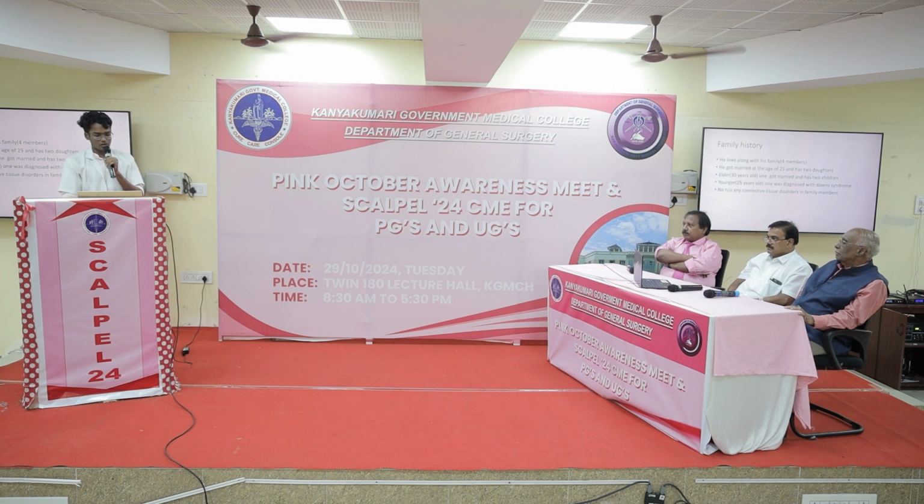Family history: he lives along with his family. There are 4 family members. He got married at the age of 25 and has 2 daughters. The elder one is 30 years old, she is married and has 2 children. The younger one is 25 years old and was diagnosed with Down syndrome, and there is no history of any connective tissue disorders in the family members.